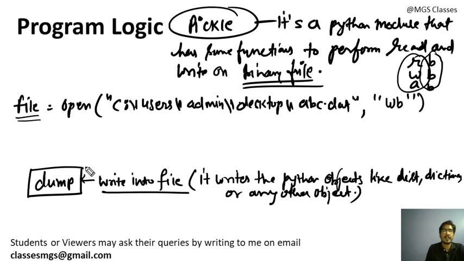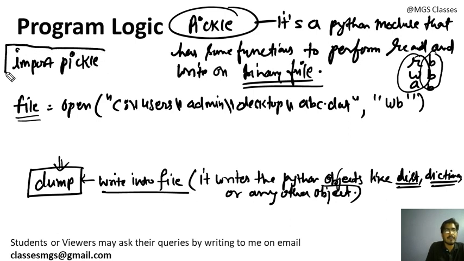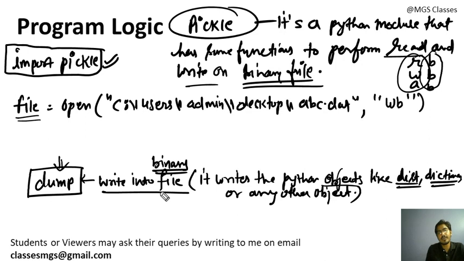If you want to store Python objects like this dictionary into the binary file, then you should use the pickle module, and to use these methods you need to import pickle in your Python program first. Otherwise you will not be able to use this dump method. Pickle is a Python module that has functions to read and write on the binary file, especially not on the text file, especially Python objects like list and dictionary.